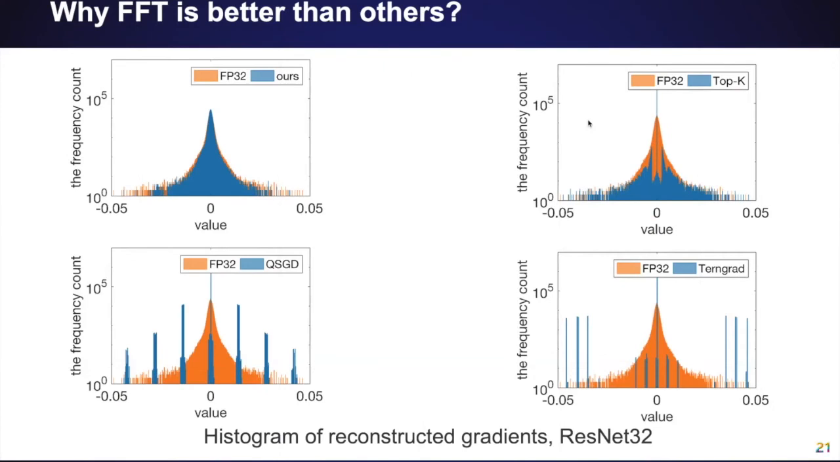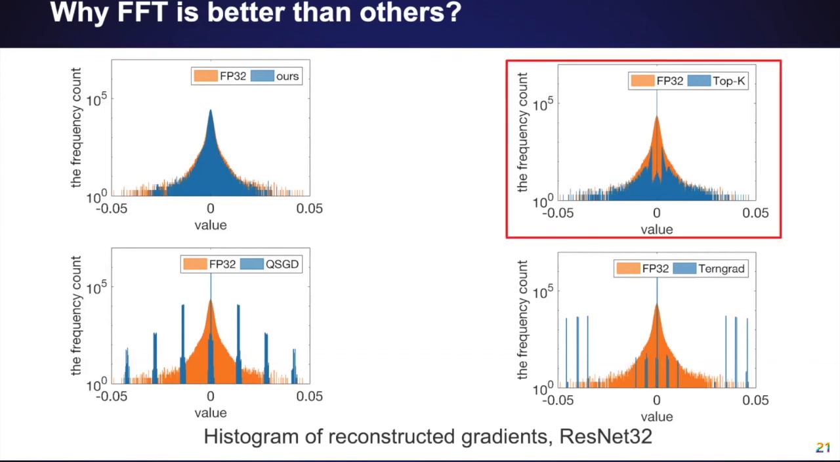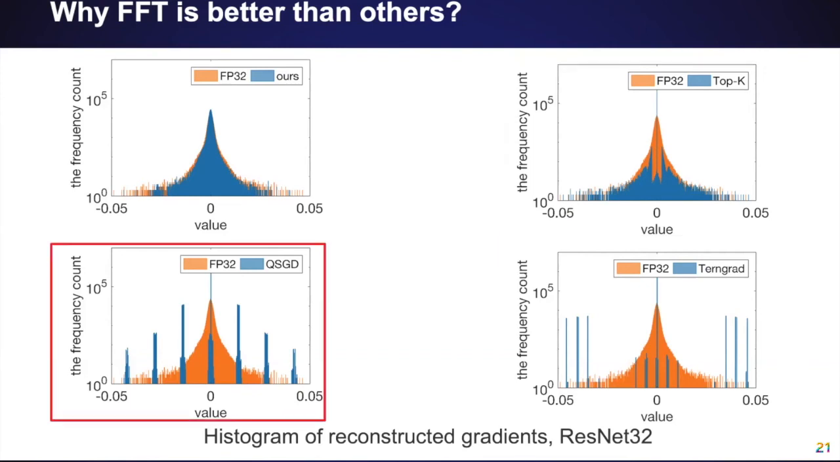Why does FFT converge faster than others? We sample the gradients of ResNet every 10 epochs during the training. Top-k loses the peak for eliminating the near-zero numbers at the same compression ratio as our approach. QSGD only presents 7 clusters for using 8 bins to represent a gradient.